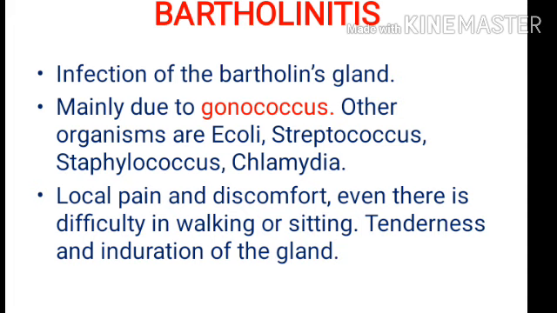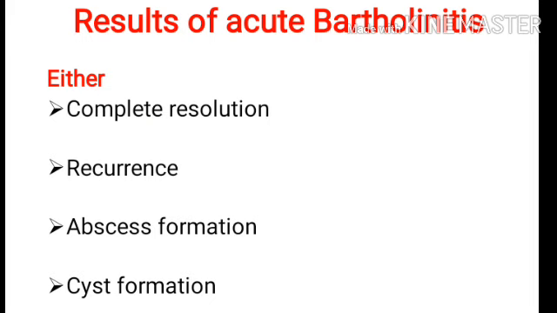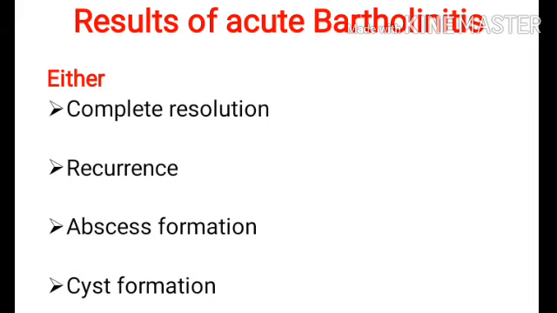The next condition is Bartholinitis. It is the inflammation of Bartholin's gland. It is an acute condition mainly due to gonococcal infection. Other organisms responsible are E. coli, Streptococcus, Staphylococcus and Chlamydia. The main characteristic feature of Bartholinitis is intense pain and discomfort. There will be tenderness on examination. The end result of Bartholinitis is either complete resolution, or a recurrence of Bartholinitis, or abscess formation, or Bartholin cyst formation.